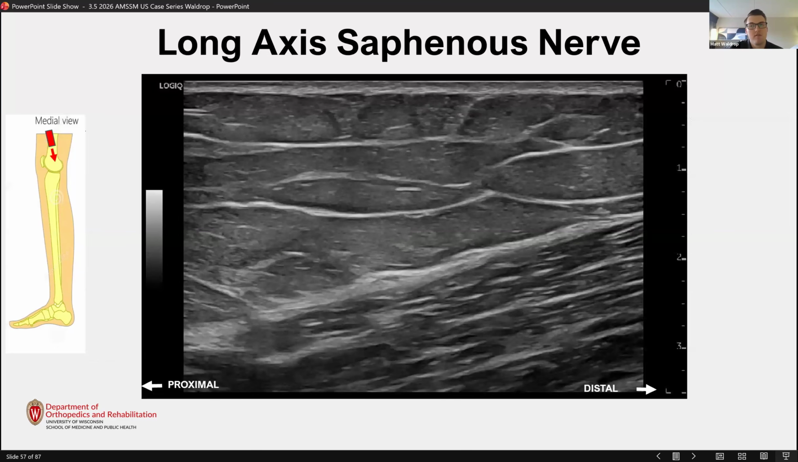If you find the saphenous nerve in short axis, you can turn 90 degrees on it and evaluate that nerve in long axis. This can be helpful if you're concerned for areas of compression, where you can measure the diameter of the nerve and even compare to the contralateral side as well. This was considered a normal exam again in our patient.